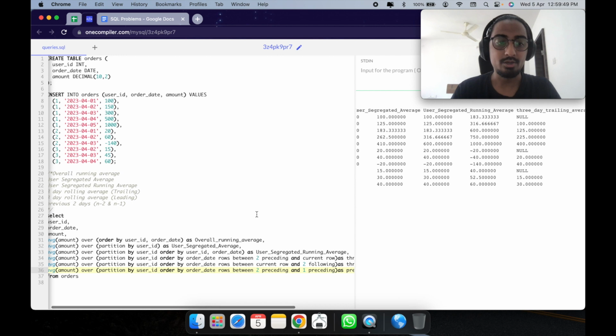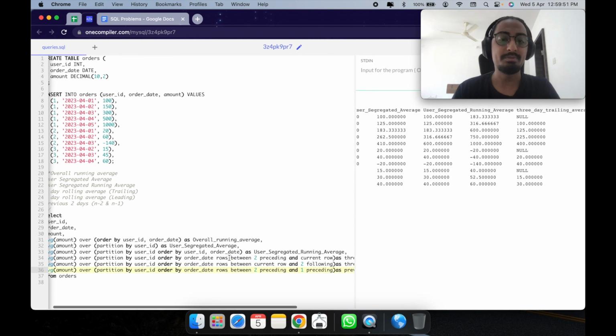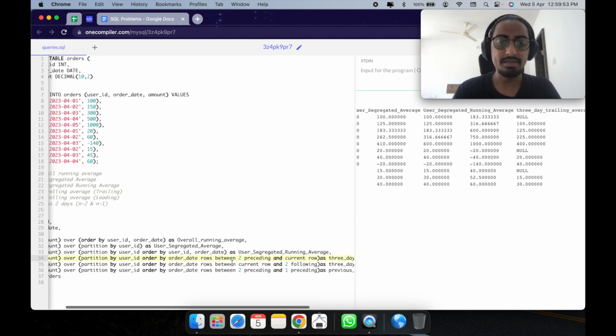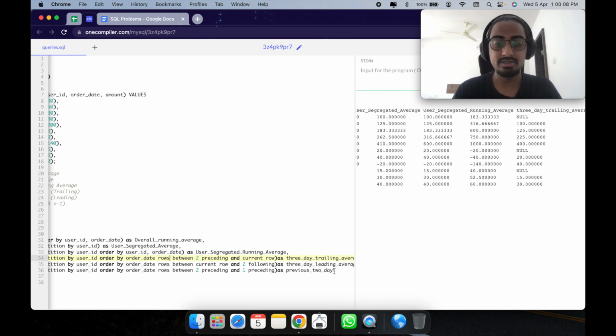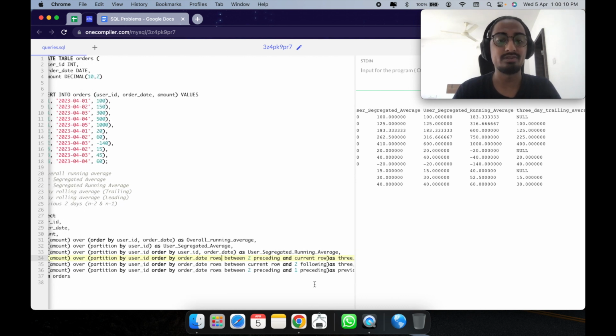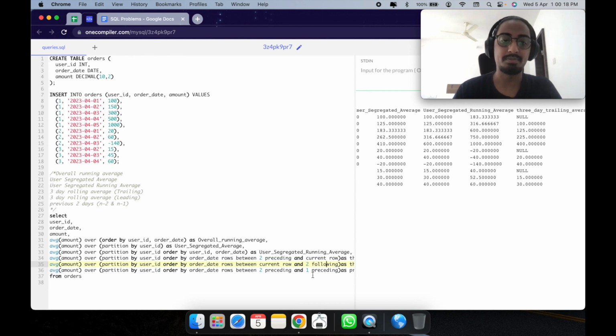I hope you understood this, and let me give you a homework. Now that you have the previous 2 days, do put in the comments how you're going to find the following 2 days, that is the n minus 1, n plus 1 and n plus 2 days average. That should help you understand how the preceding and following functions work. The hint is, you have to use following in a similar fashion, and you'll get the answer. Put it down in the comments and I'll reply to that.